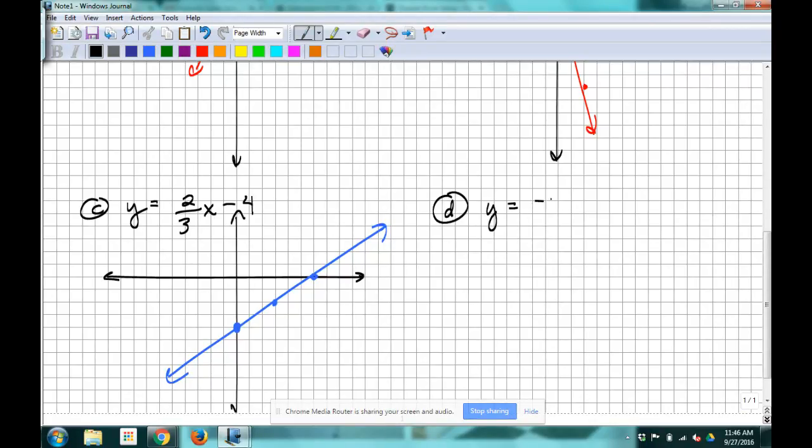Y equals -5/4 x plus 1. And that negative, your book is going to put it just kind of out in front of the fraction. Not on the 5 or on the 4, but out in the front, saying it's a negative fraction. What I want you to do when you think about graphing that is put that negative with the numerator. Say that's -5 over 4. That makes it easier, I think.